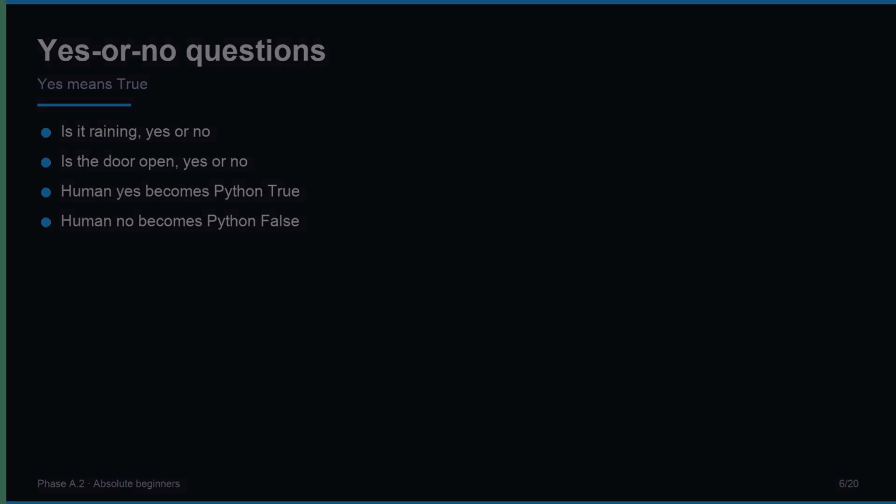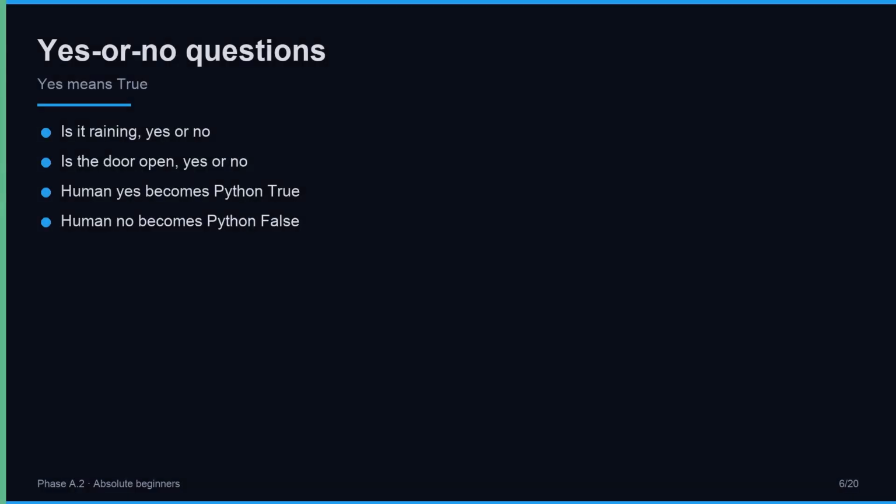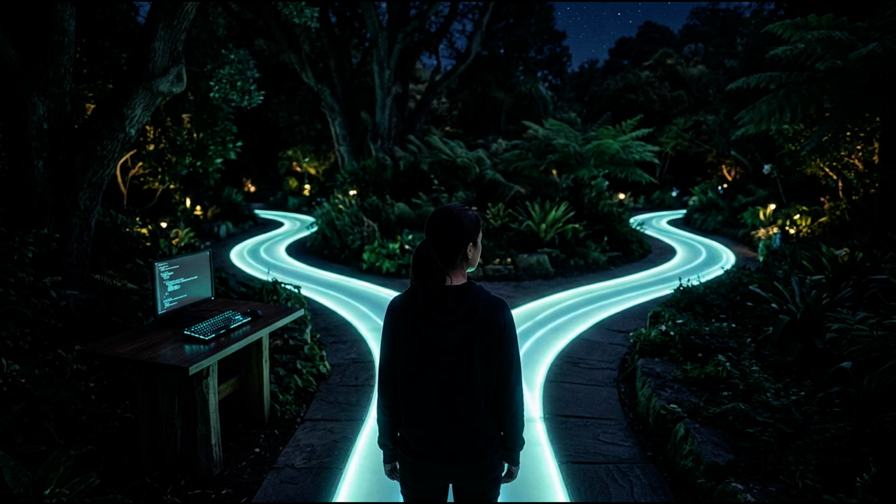The easiest way to think about bools is as yes or no questions. Is it raining, yes or no? Is the door open, yes or no? Is the password correct, yes or no? Where a human says yes, Python says True. Where a human says no, Python says False. Whenever you find yourself asking a yes or no question about your data, the answer will probably live in a bool. Yes means True.